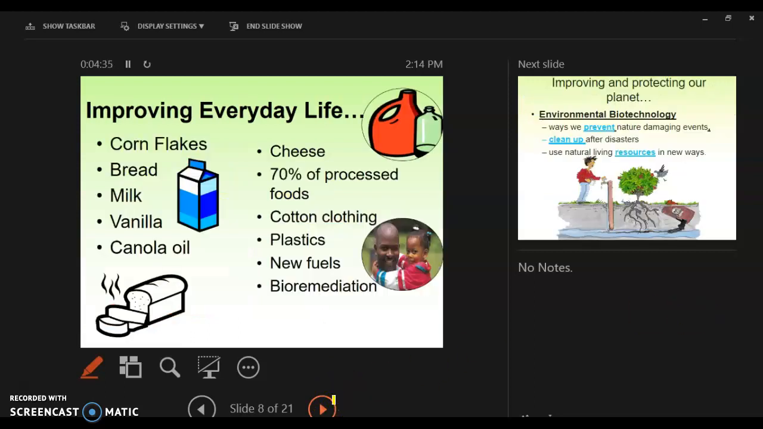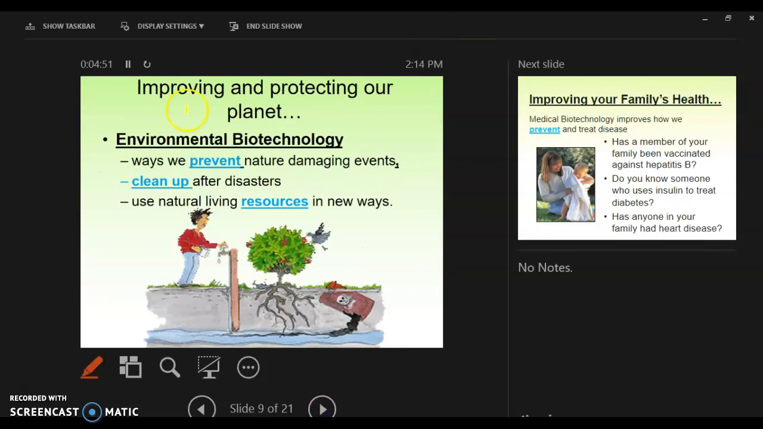So improving everyday life: cornflakes, bread. It doesn't take as long to make bread or cheese or milk. Vanilla, we've found a way to get there. Cotton clothing, all of these have been made easier through biotechnology. So environmental biotechnology is ways to prevent nature from damaging events. Cleanup after disasters is easier. Use natural living resources in new ways. We have found ways to use natural living resources instead of making man-made ones.